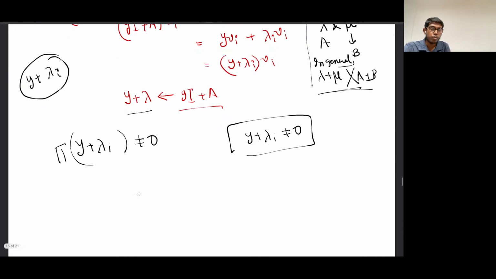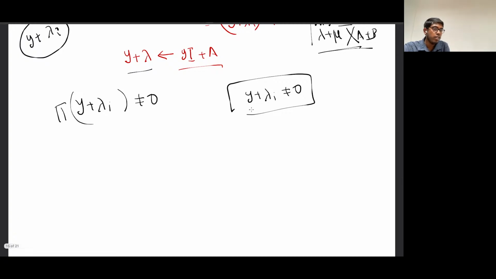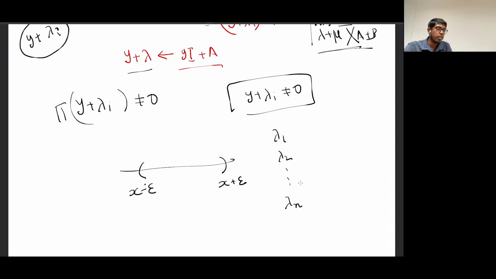Okay, so you have x, any number, and epsilon, any positive number. So x minus epsilon, x plus epsilon. And I need to find y. Lambda 1, lambda 2, up to lambda n are there. So you have only n values and I have to find one y. Let's say lambda could be anything here.